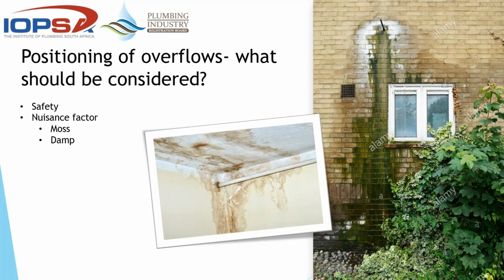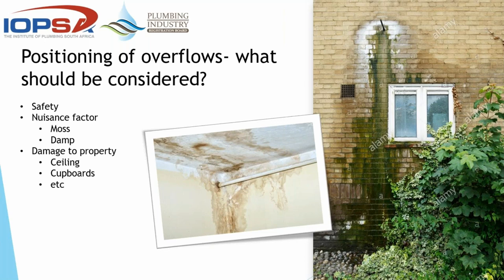Obviously, it can cause damp outside. It can cause moss growth on a paving or a section of paving, for example, that over time can become slippery or unsightly. If it's close to an entrance, somebody might walk past it one day and decide, oh, this wasn't there 2 months ago, and now look at it, it looks terrible. And whose fault is it? It's the plumber's fault. So we must just remember to keep in mind the overflow positioning when we do geysers.